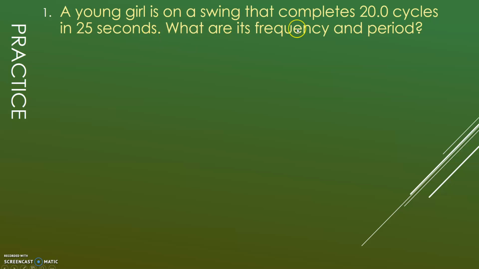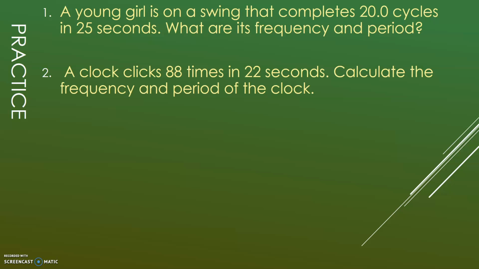Another way you can solve it is if you take 20 divided by 25, which gives us our frequency of 0.8, and you do 1 divided by 0.8, that gives you, again, 1.25. It's just another way of solving it. All right, a clock clicks 88 times per second. So calculate the frequency and period. So I want you guys to do that.